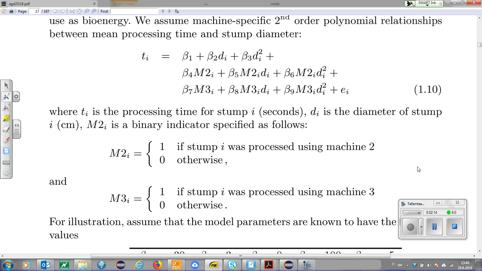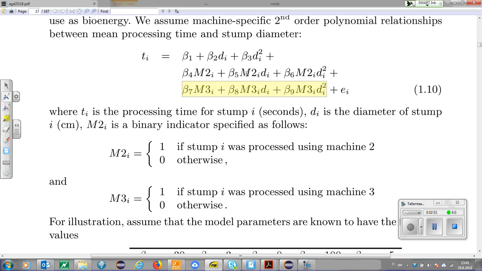Now in this model, this part here gives the processing time for machine 1, because machine 1 was the machine for which the indicator variable is not included in the model, and that's why this part gives the function for that machine. And then this part here shows the difference between machine 1 and machine 2, and this part here shows the difference between machine 3 and machine 1.